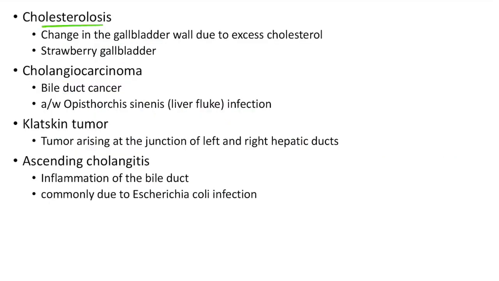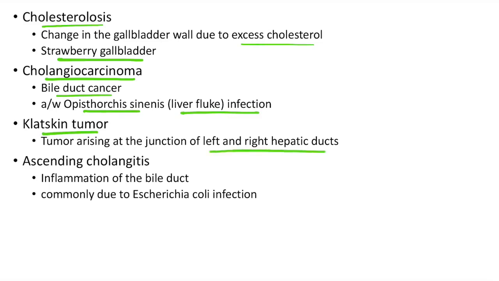Now let us see about cholesterolosis. It is change in the gallbladder wall due to excess cholesterol. It will lead to the formation of strawberry gallbladder. Now let us see about cholangiocarcinoma. It is bile duct cancer. It is associated with Opisthorchis sinensis, which is liver fluke infection. Now let us see about Klatskin tumor. It is tumor arising at the junction of left and right hepatic ducts.